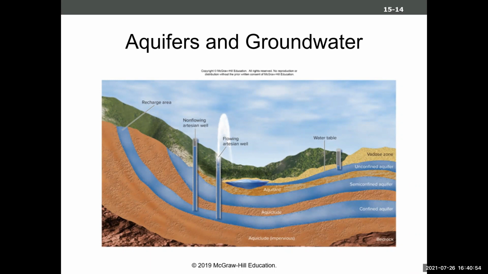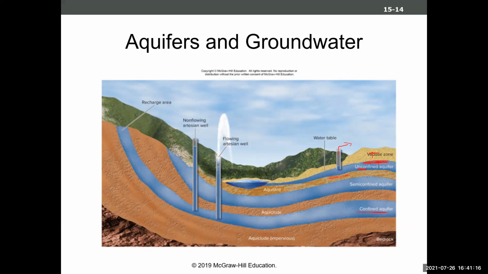So here we have some examples of unconfined and confined aquifers. So here's your unconfined, right? So there's a layer on the bottom that holds that water. This area is the water table, and then above it, it's not saturated, so that's the vadose zone, right? And you can dig a well and you can pump that water out of that well.